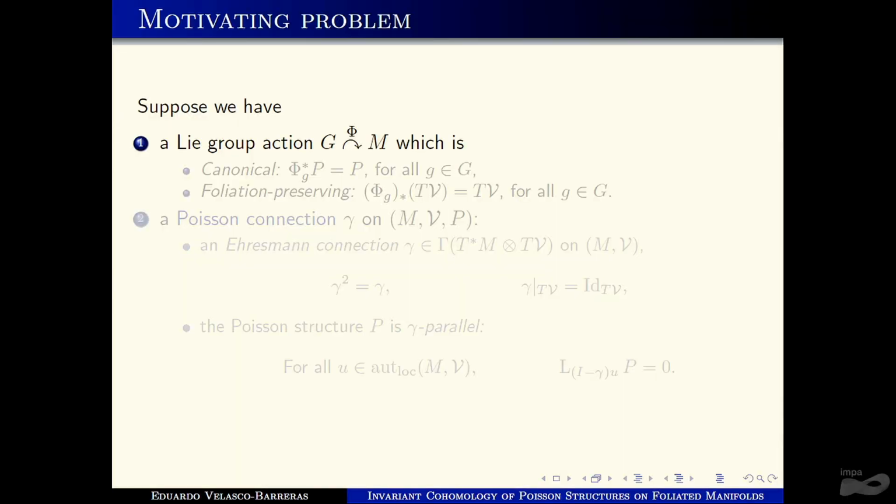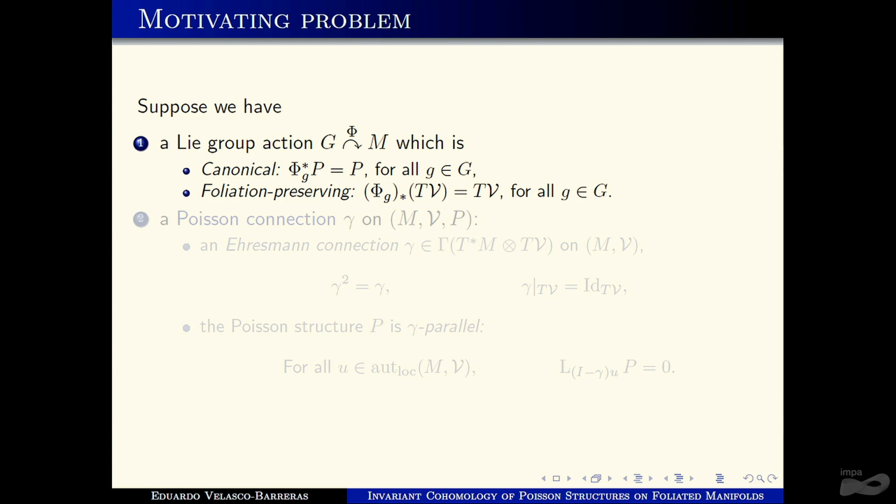First, we have a Lie group action, which is canonical and foliation preserving. So the action preserves both the Poisson structure and the foliation, in the sense that the action takes each leaf of the regular foliation to a possibly different leaf of the foliation.